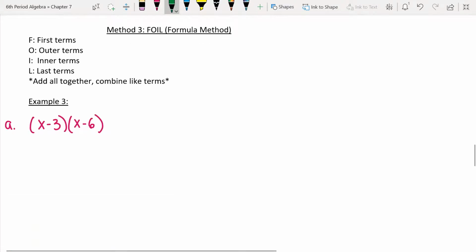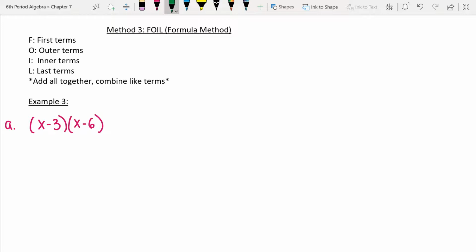Okay, this is now method 3. This is FOIL. I call this the formula method. Now, this is Mr. Sansoni's favorite, so you'll see him do this most often. I call this the formula method because it literally is a formula. It tells you step by step what to do.